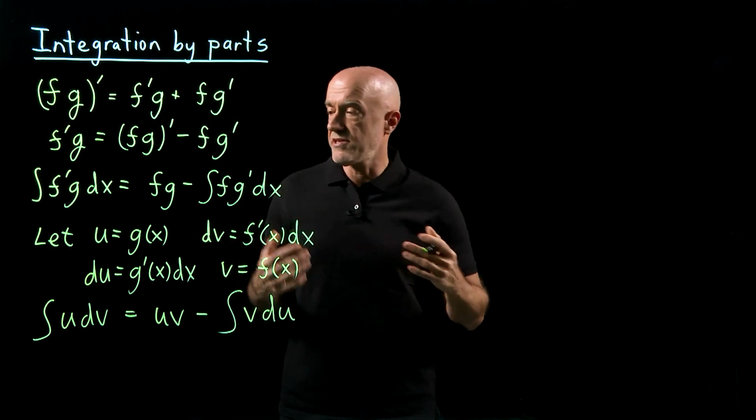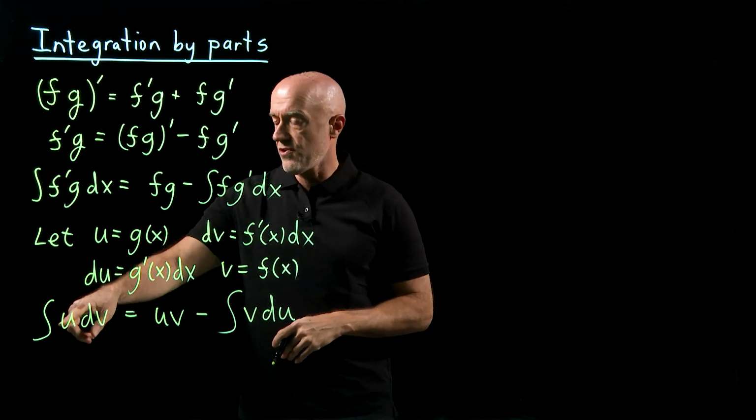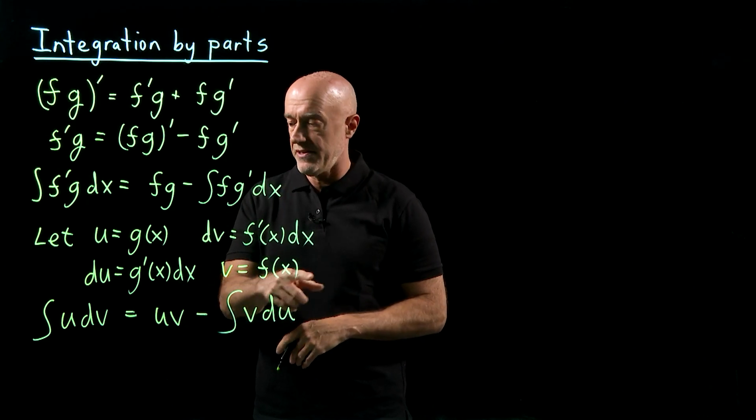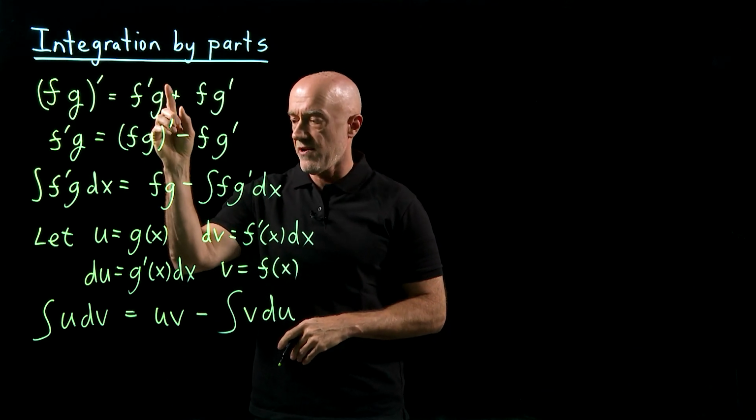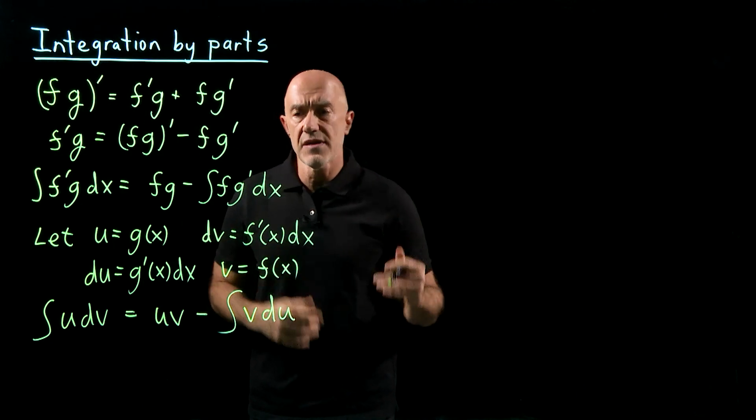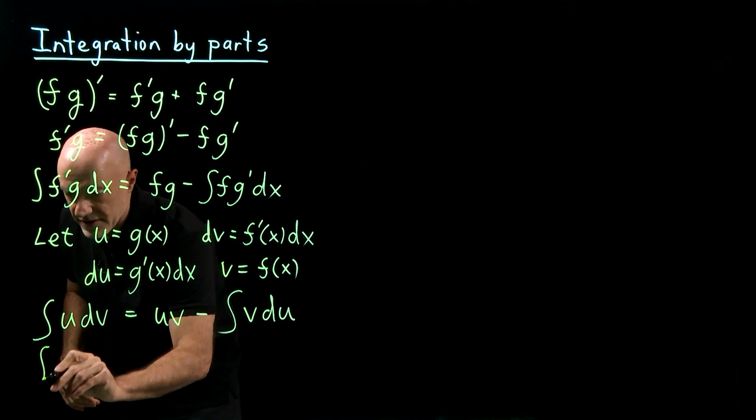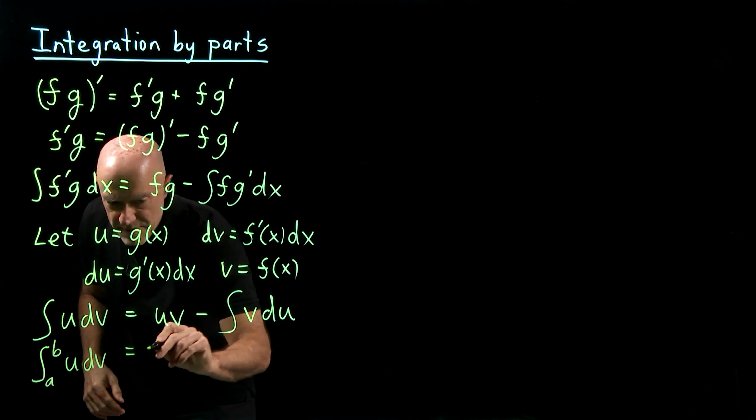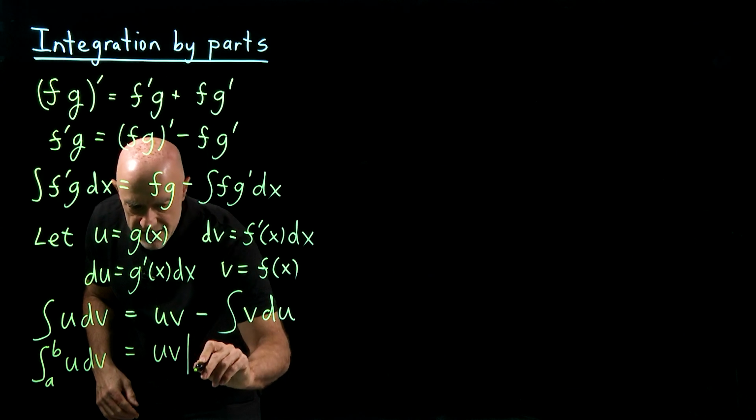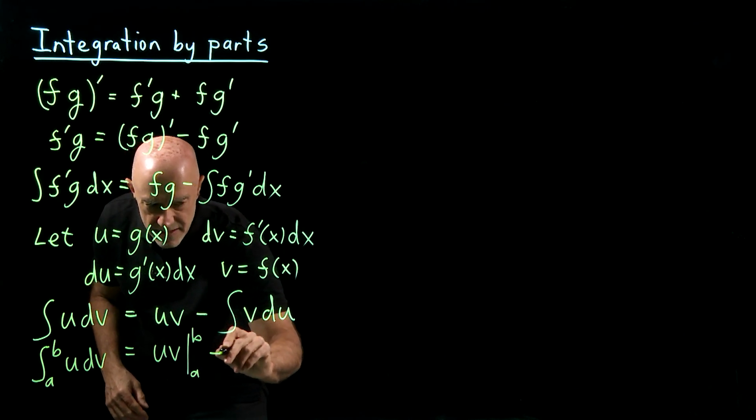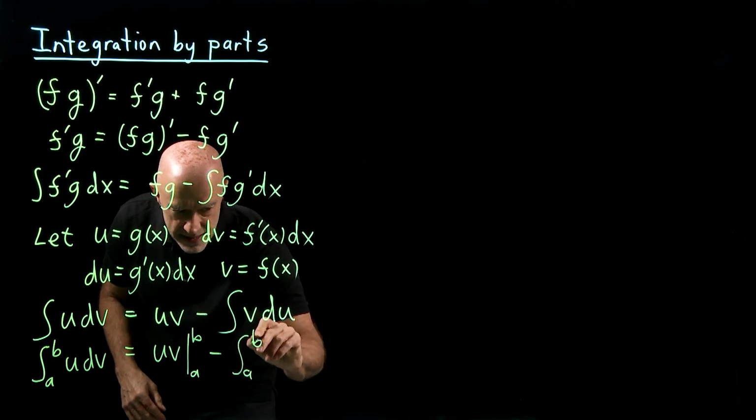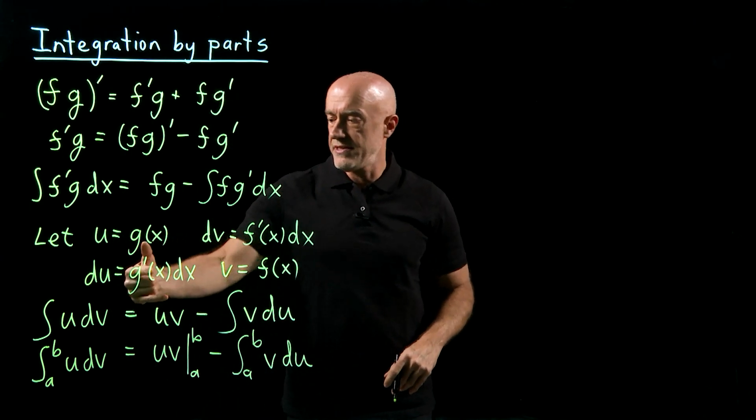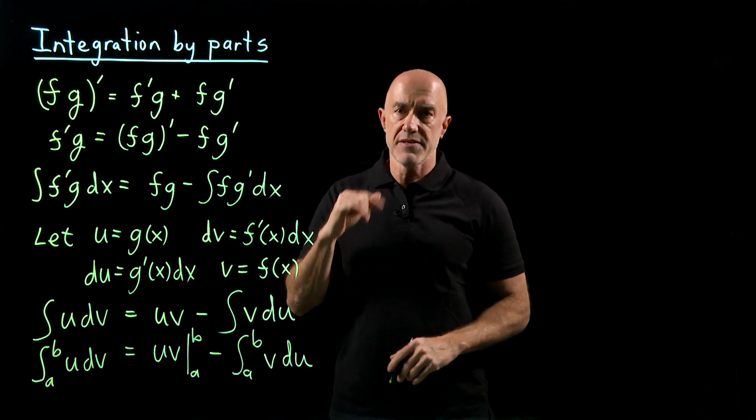Okay, so this is the formula to remember. The integral of u dv is equal to uv minus the integral of v du. And that just follows from the product rule. If you have a definite integral, then you have the integral from a to b of u dv. So that becomes uv evaluated between a and b minus the integral from a to b of v du. This is integration by parts.